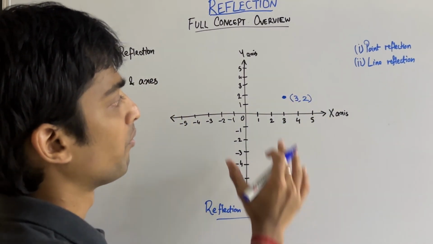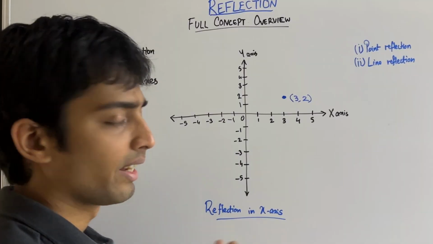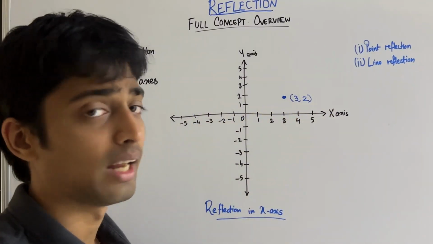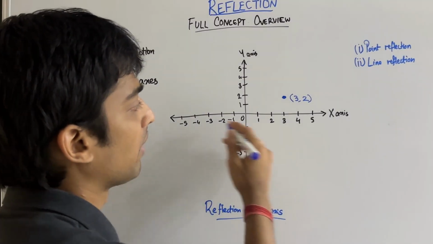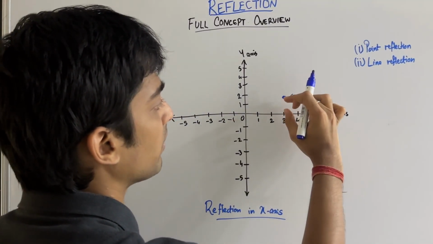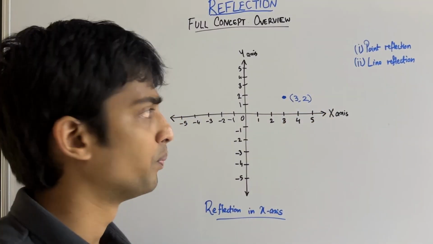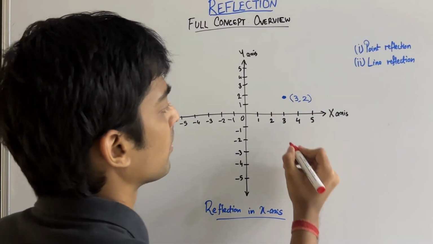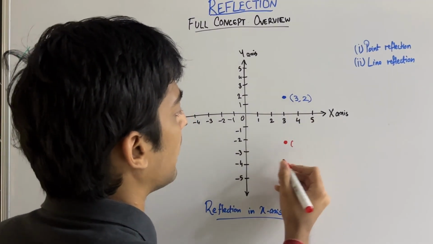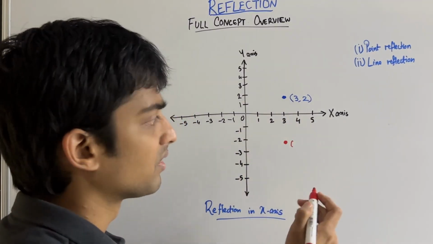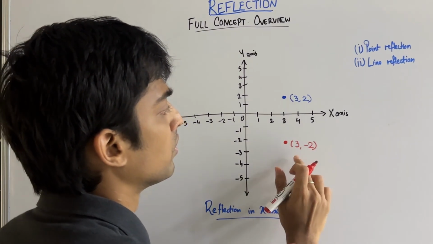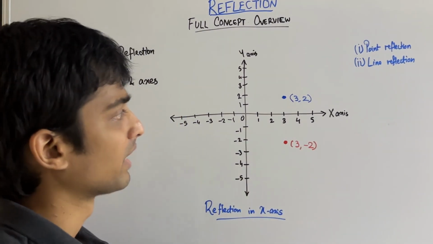Now you want to reflect this point in x-axis. So this is the x-axis. So this x-axis will act as a mirror. So if the object is here, the image will be of the same distance this side. You just have to plot it here. Same distance, and horizontal distance is the same. It will become -2. So this will be the reflection of this point.